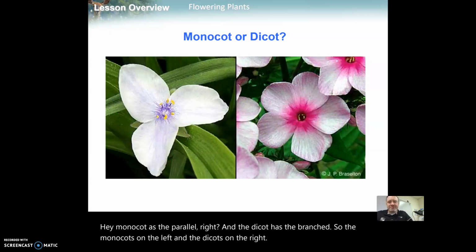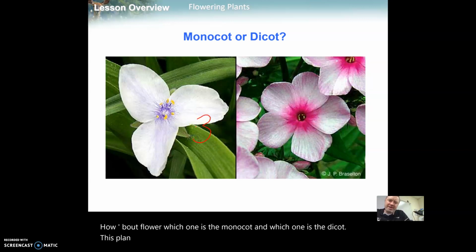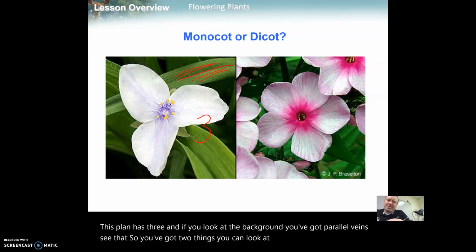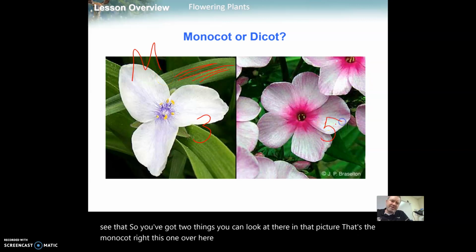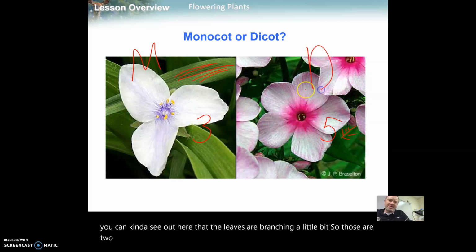How about flower? Which one is the monocot and which one is the dicot? Well, this plant has 3, and if you look in the background, you've got parallel veins. See that? So you've got 2 things you can look at there in that picture. That's the monocot. Okay? This one over here has 5, and you can't see its leaves as well, but you can kind of see out here that the leaves are branching a little bit. So those are 2 clues that this is the dicot over here on the right.